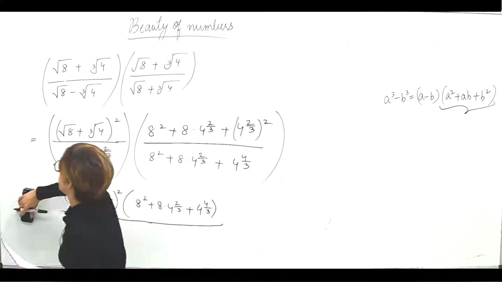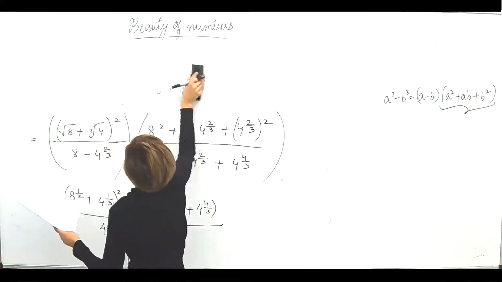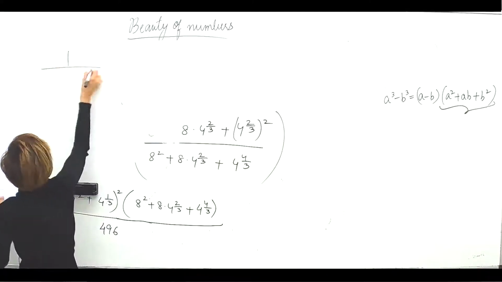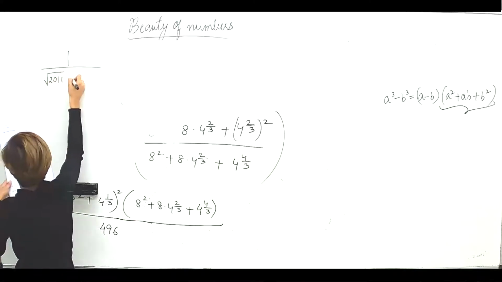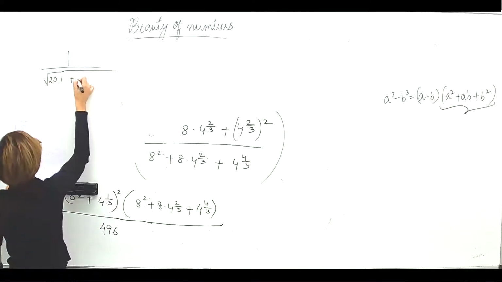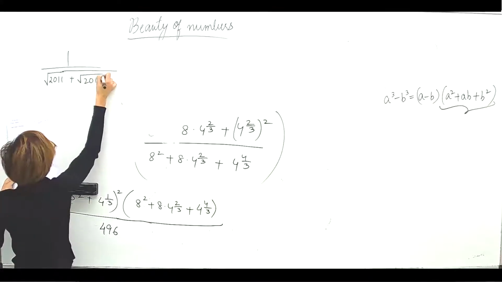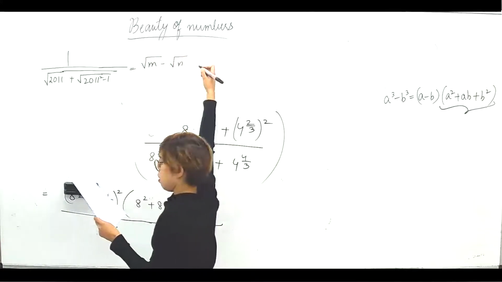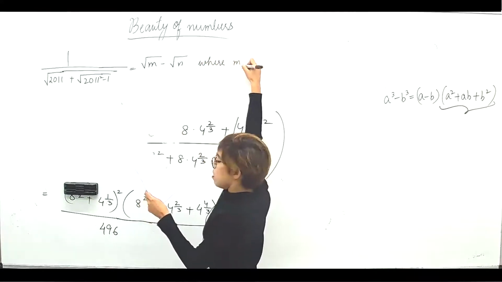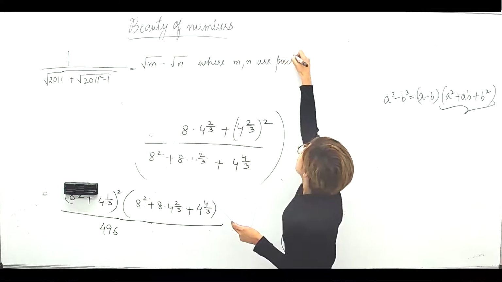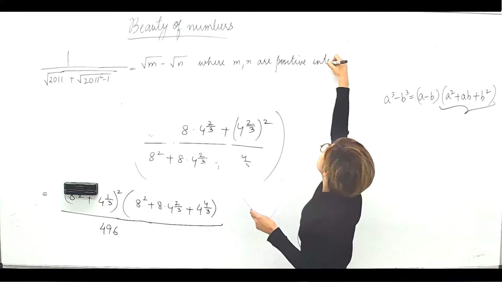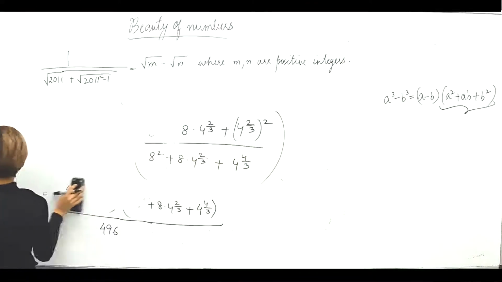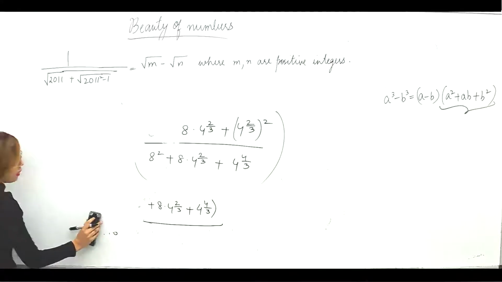If 1 by square root 2011 plus square root of 2011 square minus 1 equal to square root m minus square root n, where m and n are positive integers, you need to find the values of m and n.